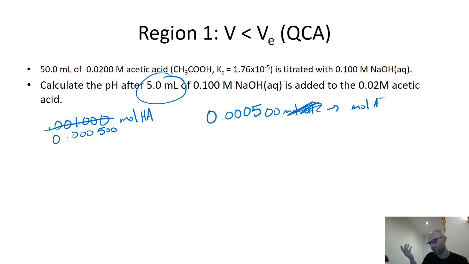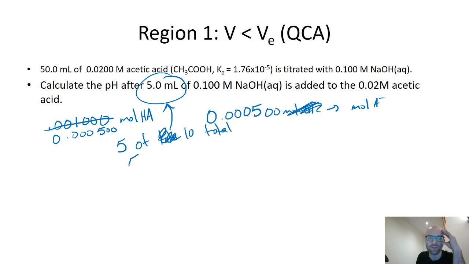Now, since this is a buffer, and since dilution doesn't matter and the volume doesn't matter because it's one container, I think the best thing to focus on is just the relative ratio of base and acid. And the relative ratio of base and acid can actually be related back to the equivalence volume. So instead of saying I've added 5 milliliters and then doing all the mole calculation, you can say 5 of the 10 total have been added. So you're 50% done with the titration.